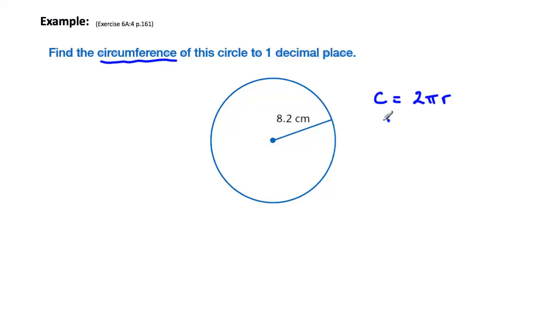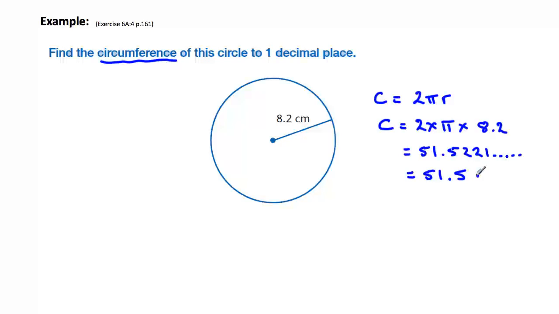So we could say that circumference is equal to 2 times pi times our radius of 8.2 centimetres. When I write this out, or if I have it in my calculator, it starts to go like this, and then I'm going to stop because there are a lot more numbers, and therefore if I round it to 1 decimal place, I've got 51.5 centimetres. So there's your first skill, circumference. We did this earlier. You should know how to do those.